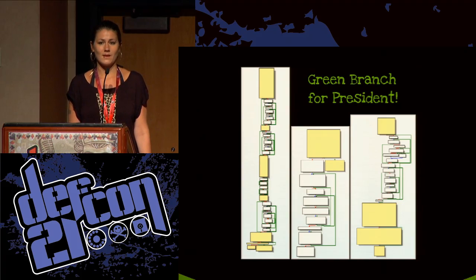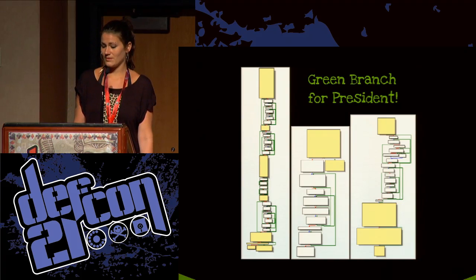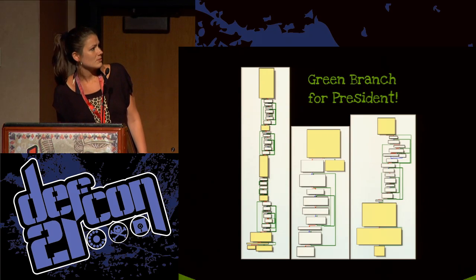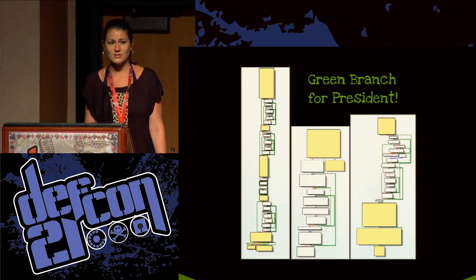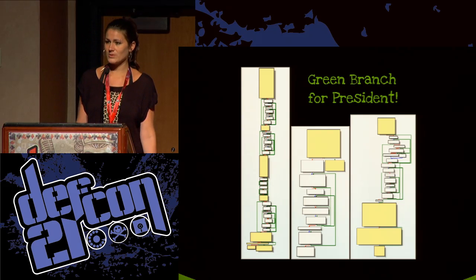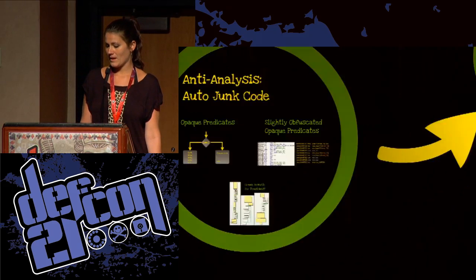So what did the analyst do? I just put the ignore mode on and green branch for precedent. If you can see these graphics, I'm not sure how they present. Yeah, right. The yellow boxes are the productive code, and the white boxes are just junk code. So this was really pretty simple to get by.